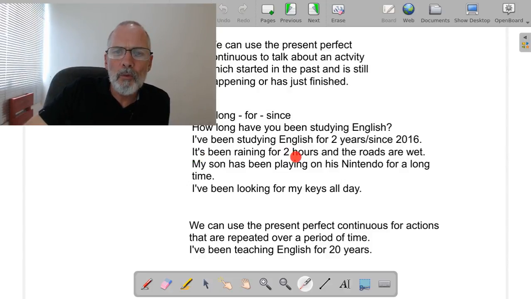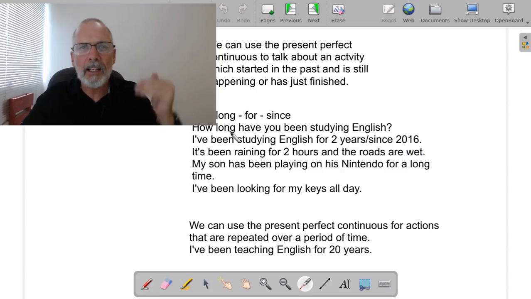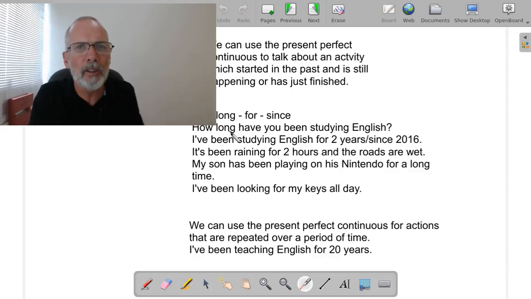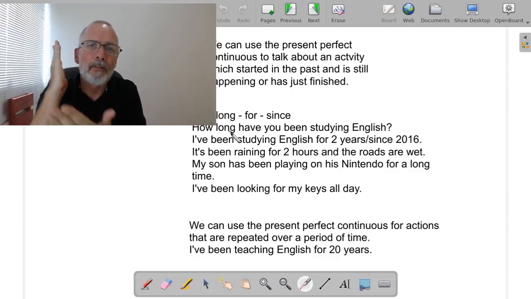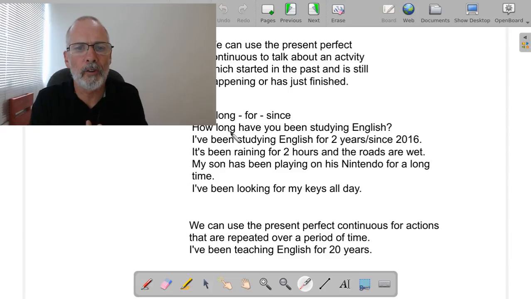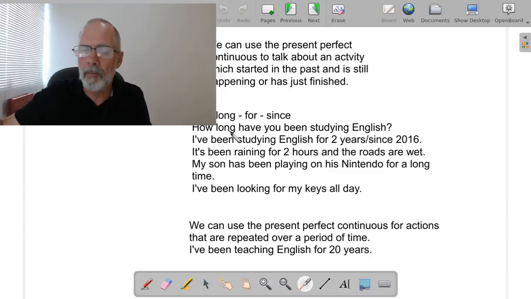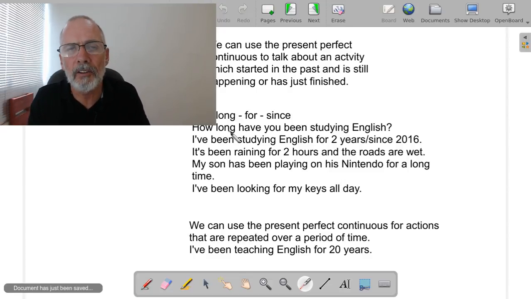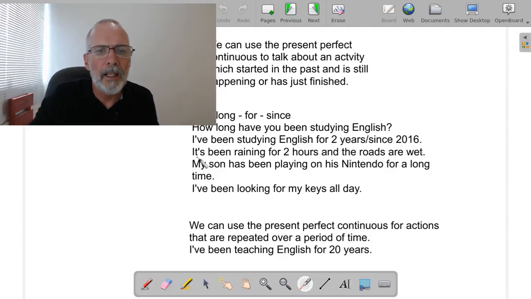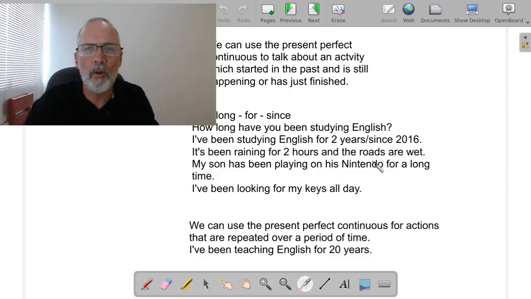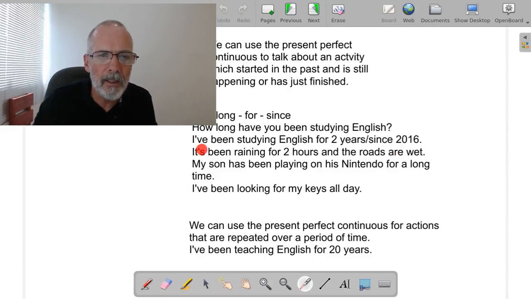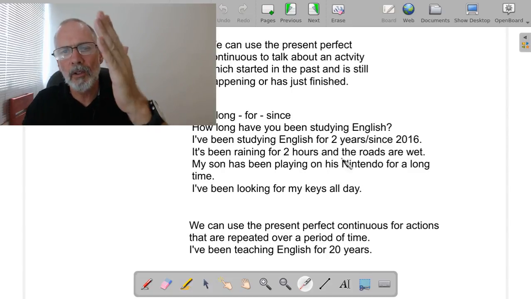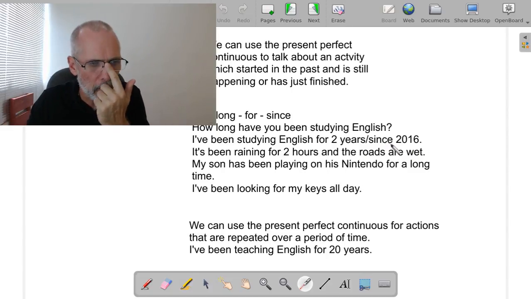Another example, it's been raining for 2 hours and the roads are wet. This action was occurring for 2 hours. It may have stopped or it may not have stopped. It may have stopped recently, or it may not have stopped and it may continue. This tense doesn't really tell us if it has stopped or not. It's been raining for 2 hours and the roads are wet. This one here is in the present simple. The roads are wet now. This activity started in the past, continues till now, and here you have a result.